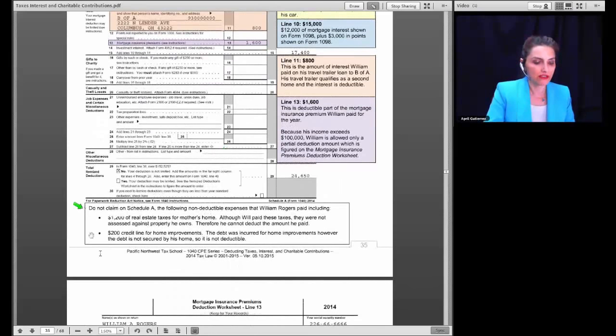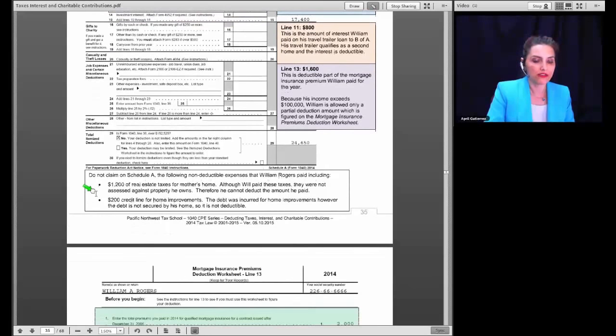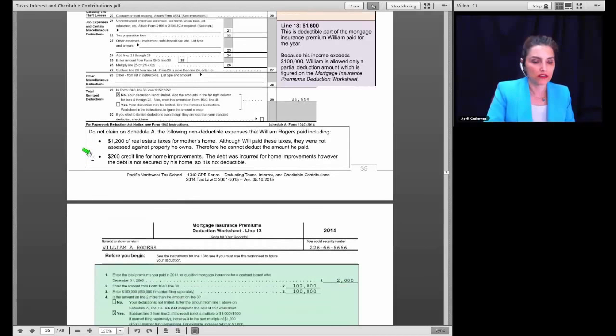I have a little note down at the bottom of the page. It says, do not claim on Schedule A the following non-deductible expenses that William Rogers paid, including $1,200 of real estate taxes for the mother's home. Although William paid these taxes, they were not assessed against property that he owns, and therefore he cannot claim a deduction. Also, $200 of interest on the credit line that he used for home improvements. Although the debt was incurred for home improvements, it was not secured by the home, and therefore it is not deductible.